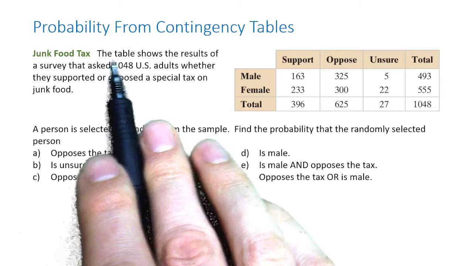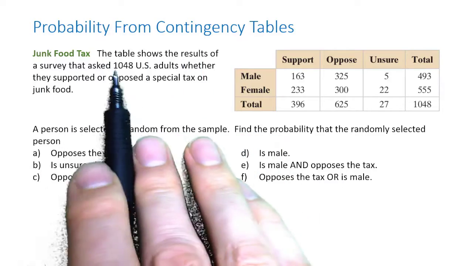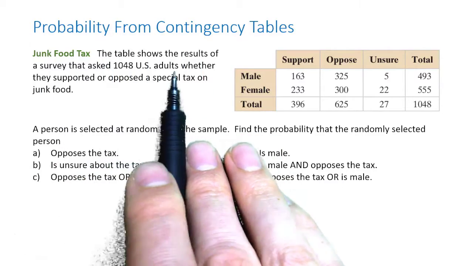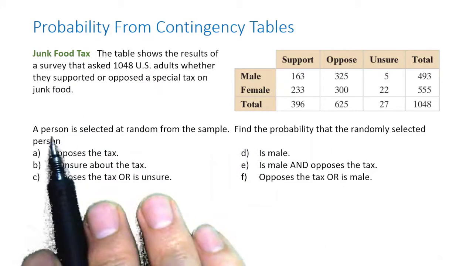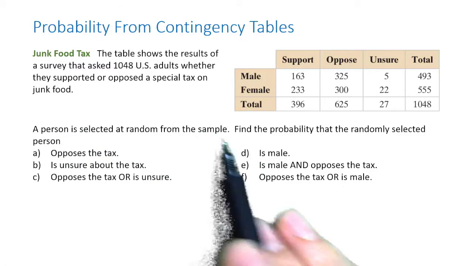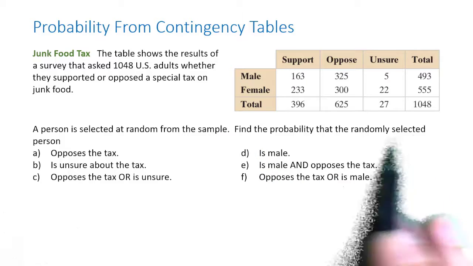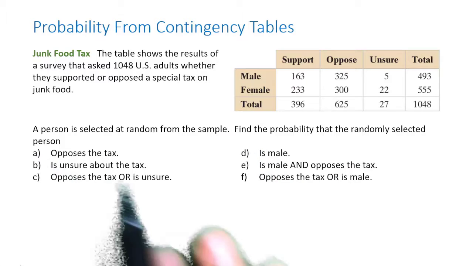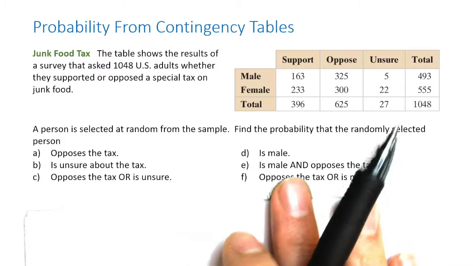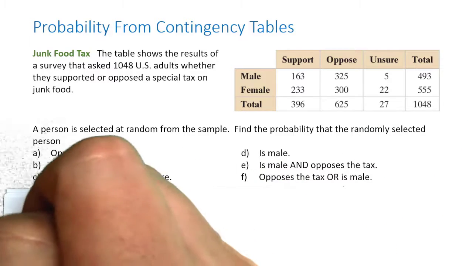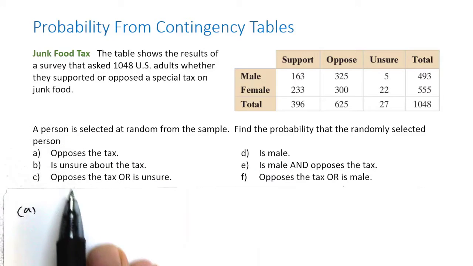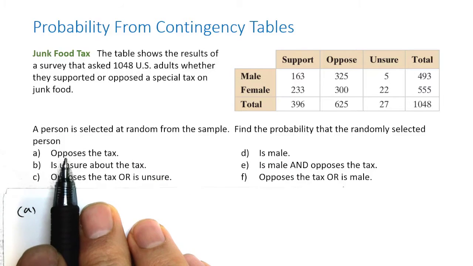So here we have results of a survey that asked 1,048 U.S. adults whether they supported or opposed a special tax on junk food. A person is selected at random. Find the probability that the randomly selected person has these traits. Okay, so what's the probability that they oppose the tax? Right, so A. Well, how do we do this?